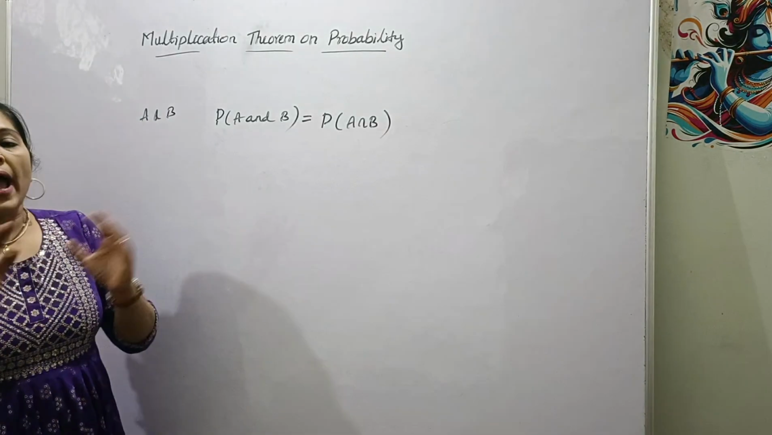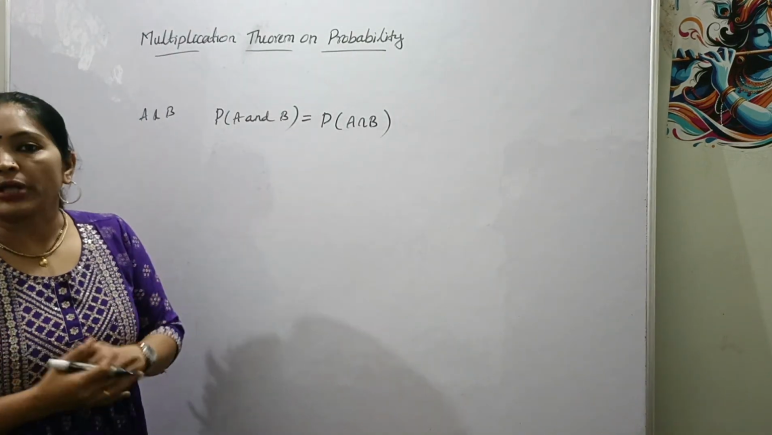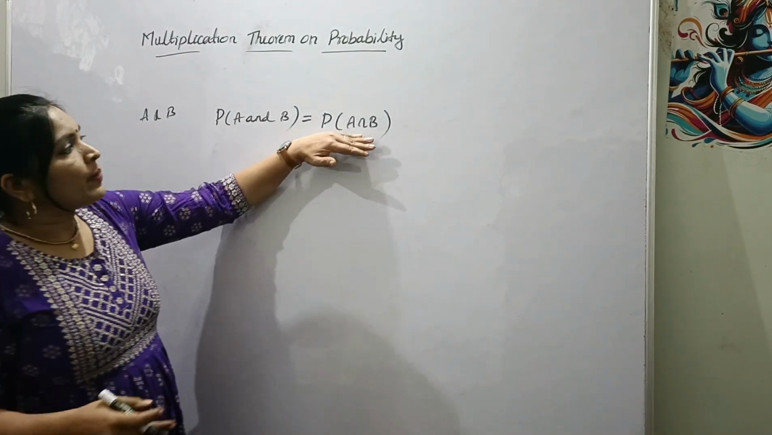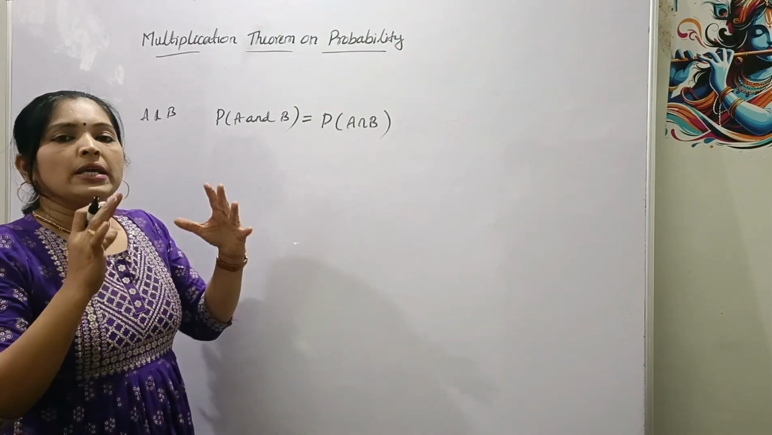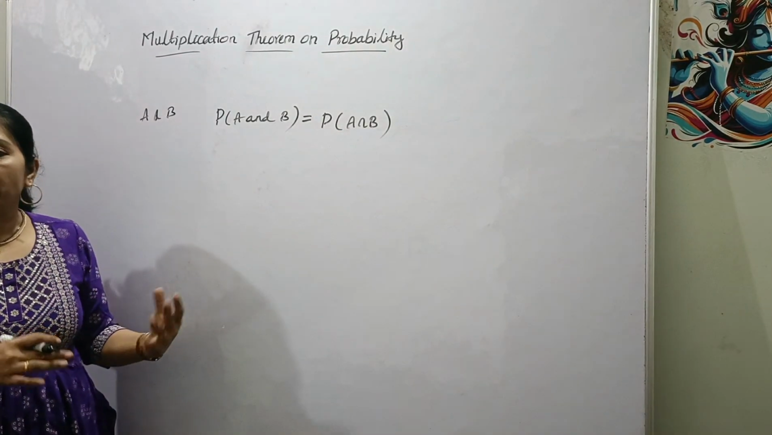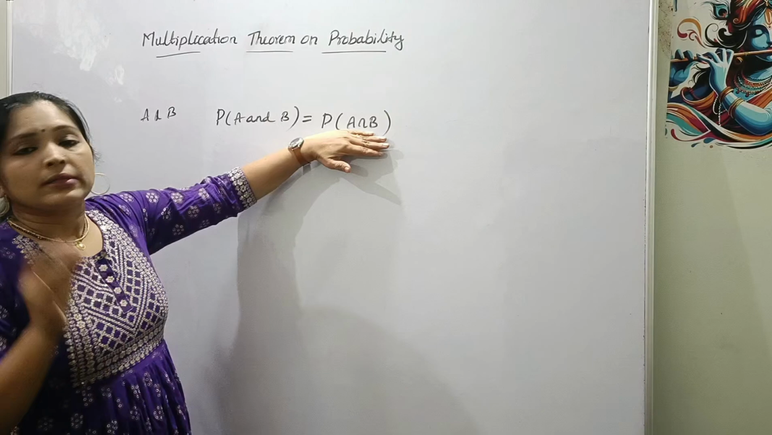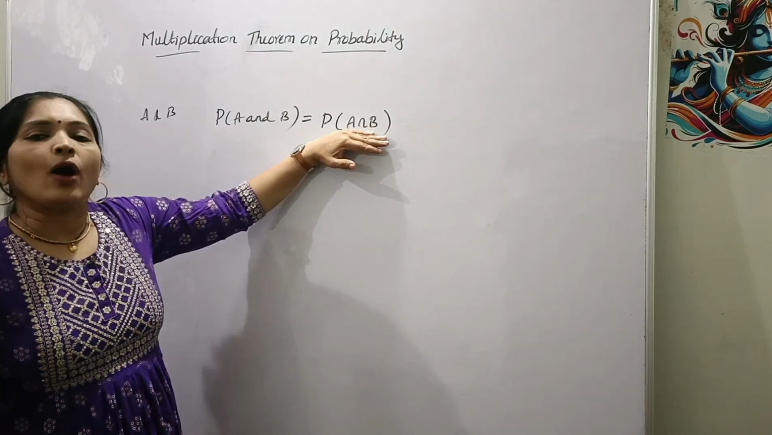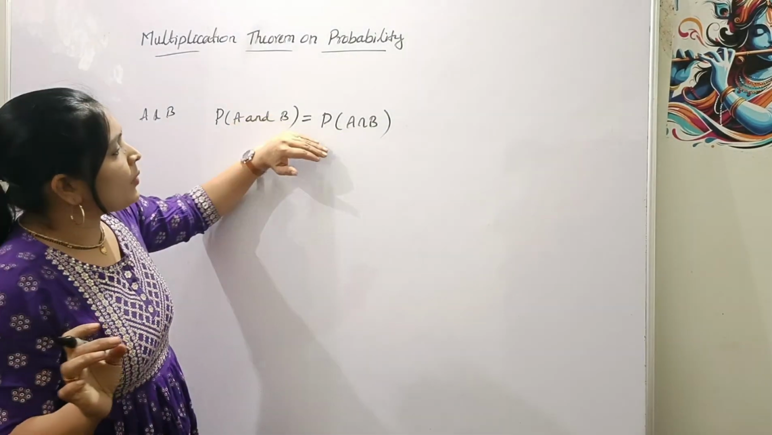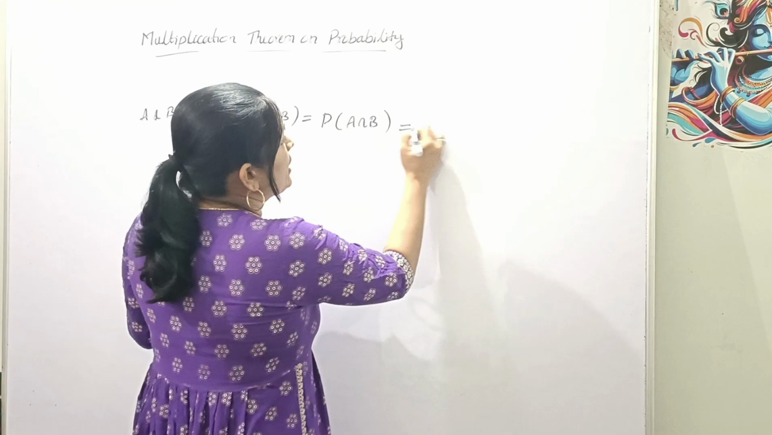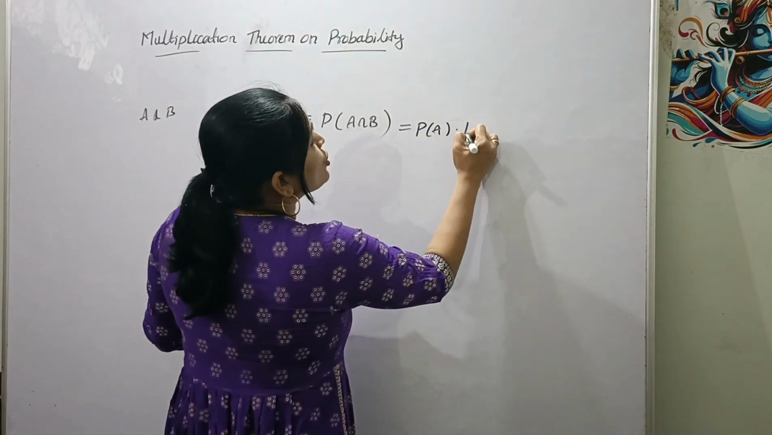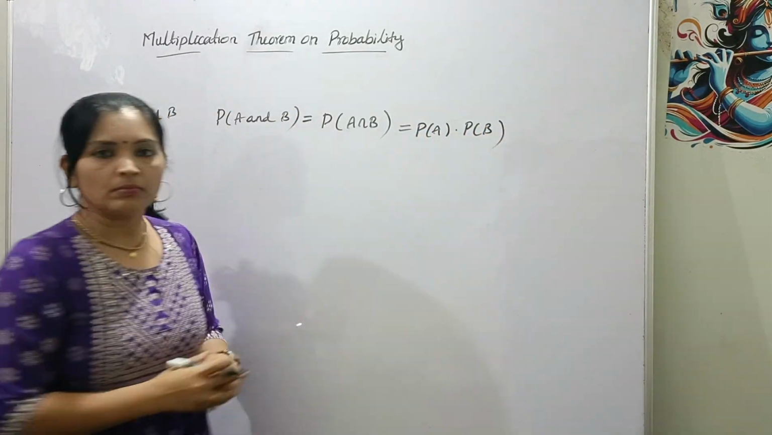Probability of A and B. We know that 'and' refers to the intersection, right? So here, probability of A intersection B. Here A intersection B indicates the event that both A and B have occurred. So probability of A intersection B can be written as probability of A into probability of B.